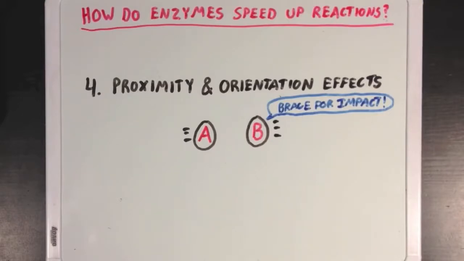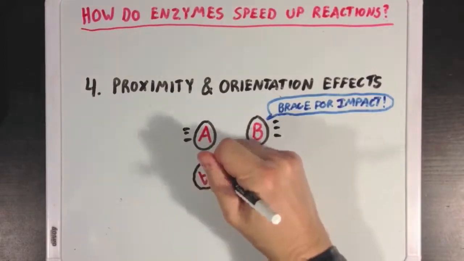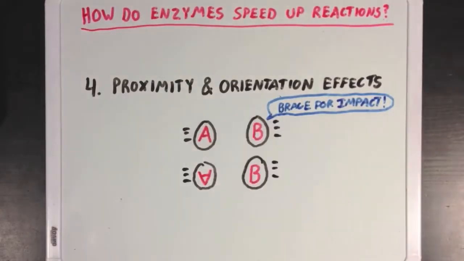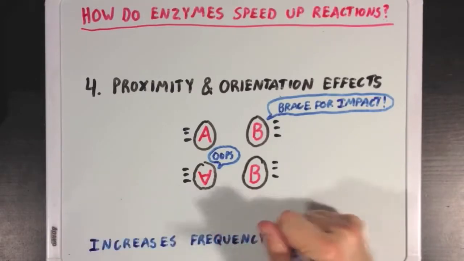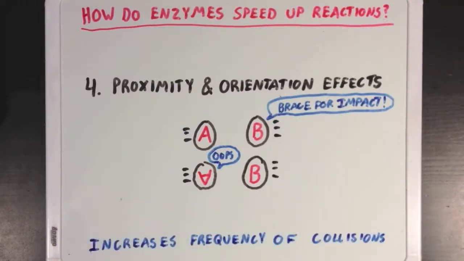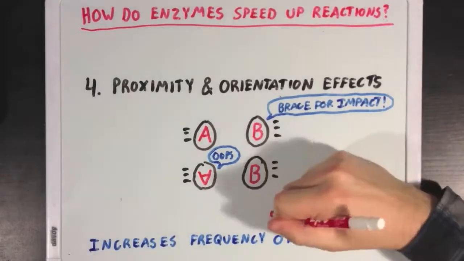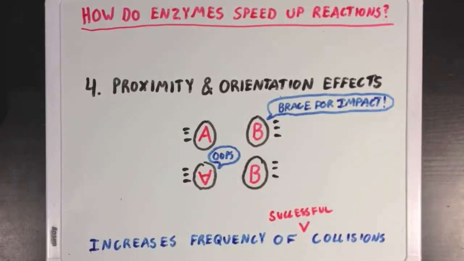Also remember that the orientation of the two colliding molecules in space is really important. If molecule A and molecule B collide, but one of them is upside down or not in the correct position, then the collision may not result in a successful reaction. So enzymes also make sure that the two molecules will collide in the right orientation. And all of this increases the frequency of collision in general, but also helps to make sure that those collisions are successful and result in a reaction.